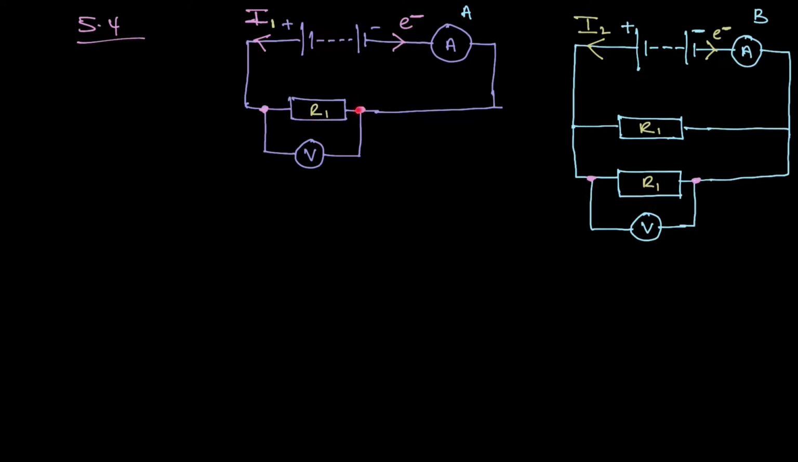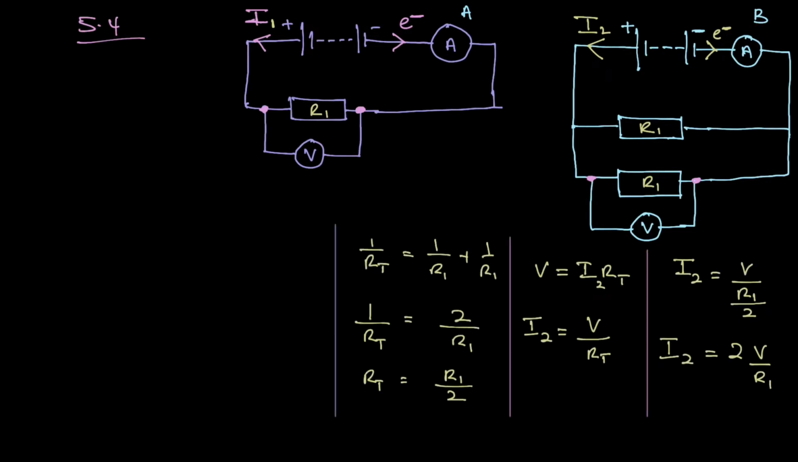This one has one resistor, and this one has two resistors in parallel to each other. Same resistor from that, and again we have the same setup. The only difference is you have two resistors in parallel. The resistors all have the same resistance. Compare the readings on the voltmeter and ammeter in circuit A and circuit B.